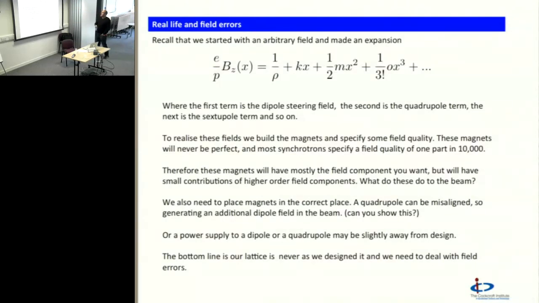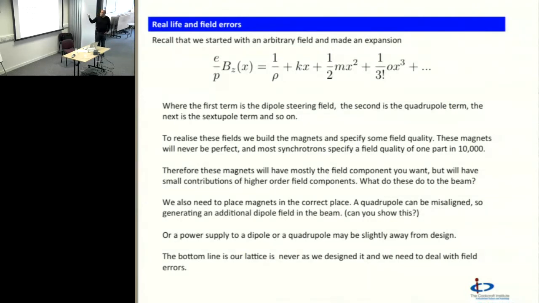So recall, ages ago we had an arbitrary vertically pointing magnetic field, B_z as a function of x, and we made this multipole expansion. This bit is the constant bit, the dipole bit. That was our quadrupole, our linear bit. Then we have these higher order terms, sextupole, octupole, and so on. The first bit does the steering. The second bit, the quadrupole bit, the K_x, does the focusing. The third bit will do other stuff we'll see in 3 weeks' time.